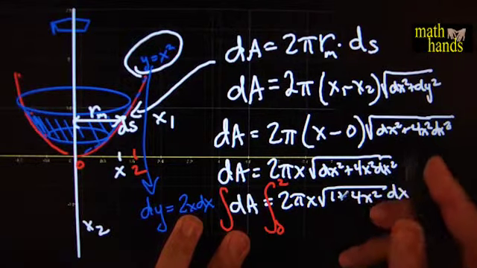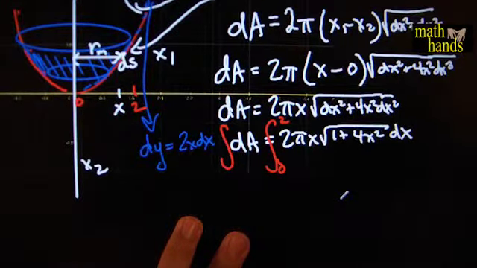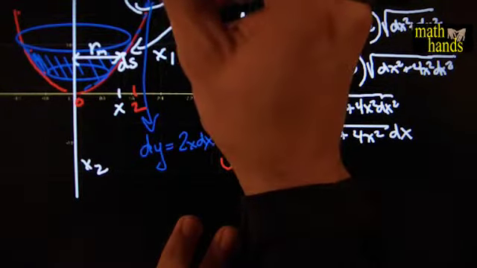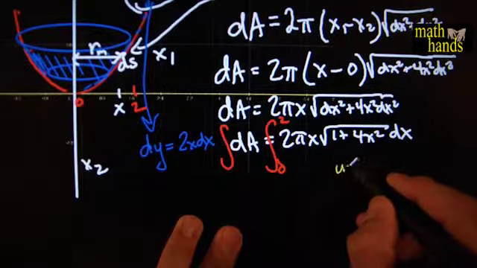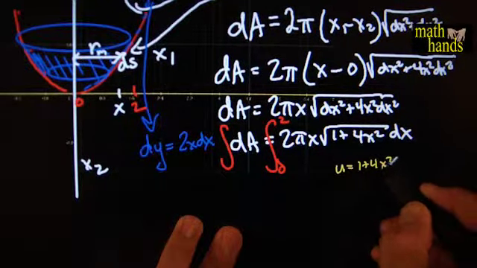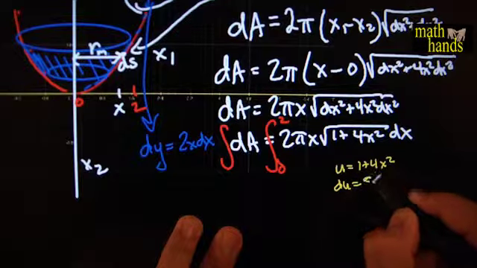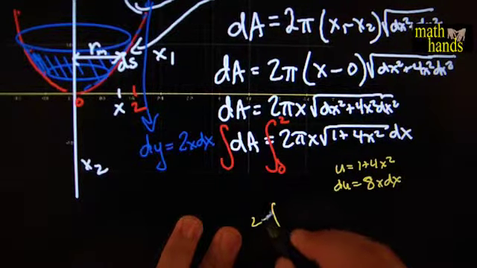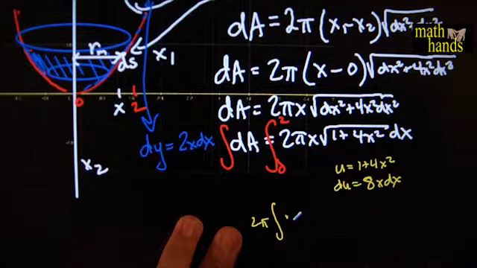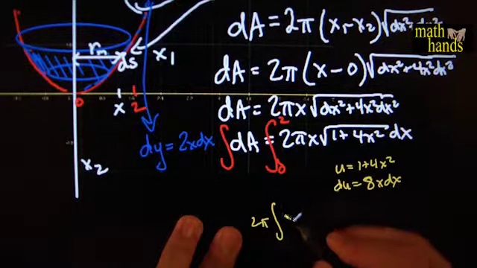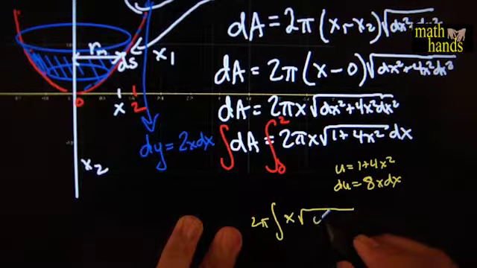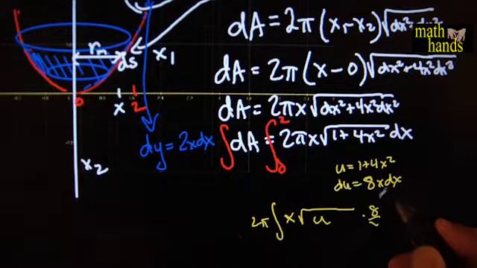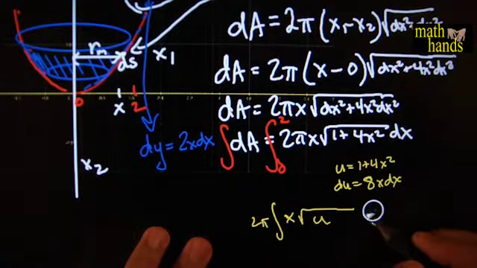But we probably need to practice, so I should do it. Let me do it, why not? So this one I would do using a u sub. I'm going to make u equal to 1 plus 4x squared. That would make du equal to 8x dx. That would make my integral 2 pi x, I'll leave the x in there, square root of u dx. That would be 8 over, careful.